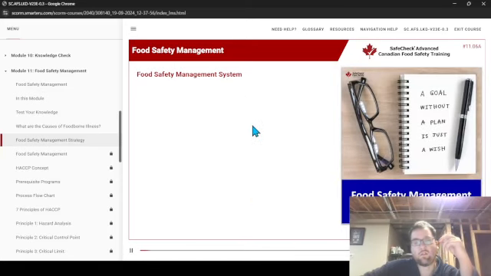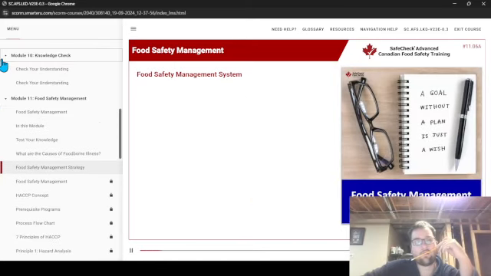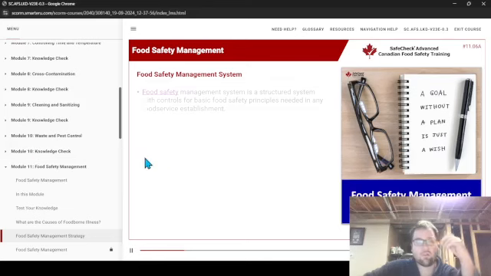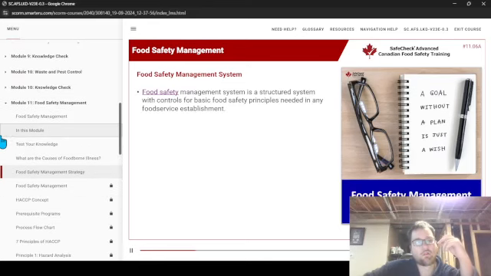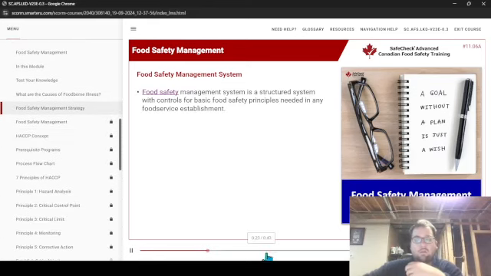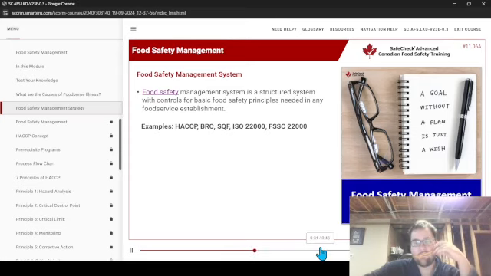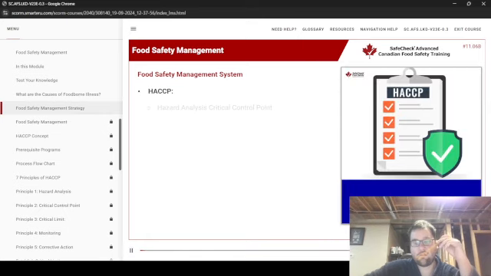You may recall that we learned about hazards affecting food, such as physical, chemical, biological, and allergenic hazards. A food safety management system is a structured plan implemented with adequate and suitable measures to control or eliminate food safety hazards in any food service establishment. Commonly used food safety management systems include the hazard analysis.